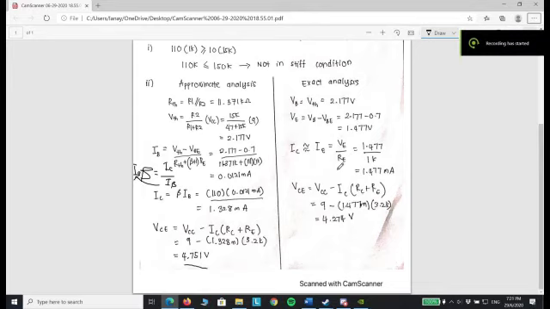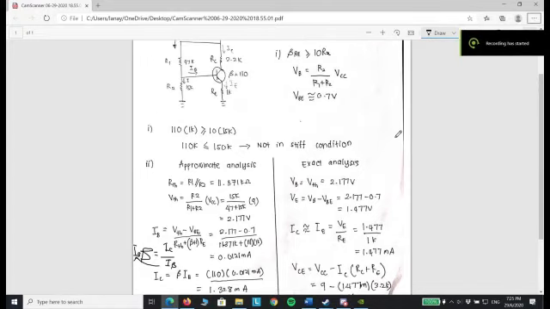From that value, we can find the VCE. To find VCE, you have to subtract from VCC the IC times RC plus RE. The VCC is 9 volt, the IC we got earlier is 1.328 milliampere, times RC plus RE, which is 3.2k, and you will get the VCE, which is 4.751 volt.